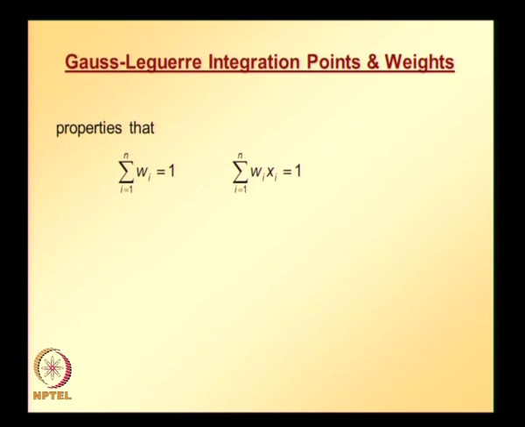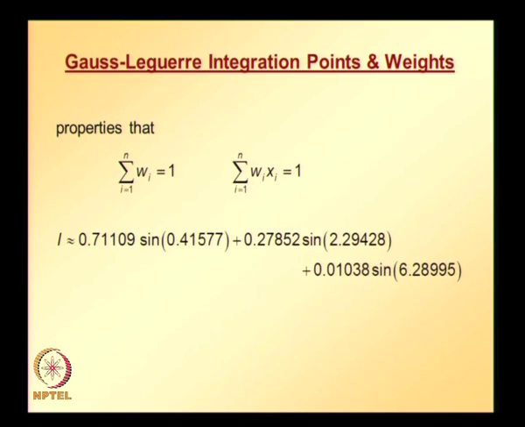So the locations and the corresponding weights satisfy these two conditions. And now coming to evaluation or estimation of the integral 0 to infinity e power minus x sin x dx, the details of calculations are given here, and it turns out that simplification of this results in 0.496. We can also find the exact solution for this particular problem, which is actually 0.5.